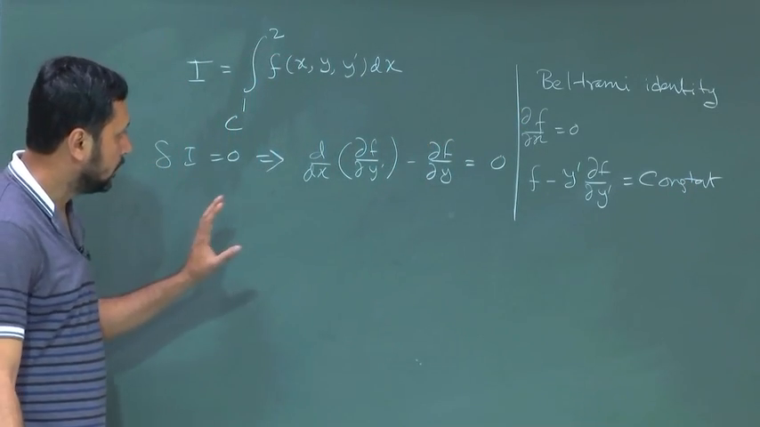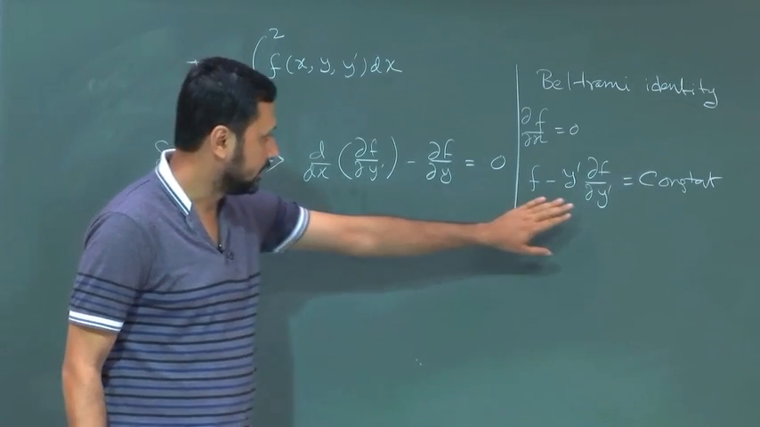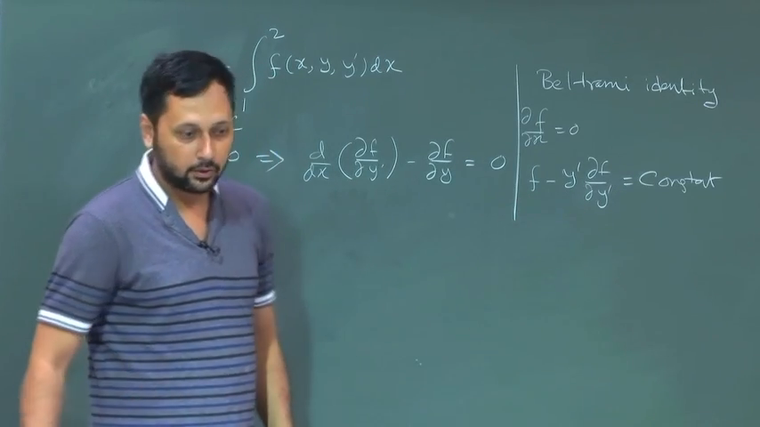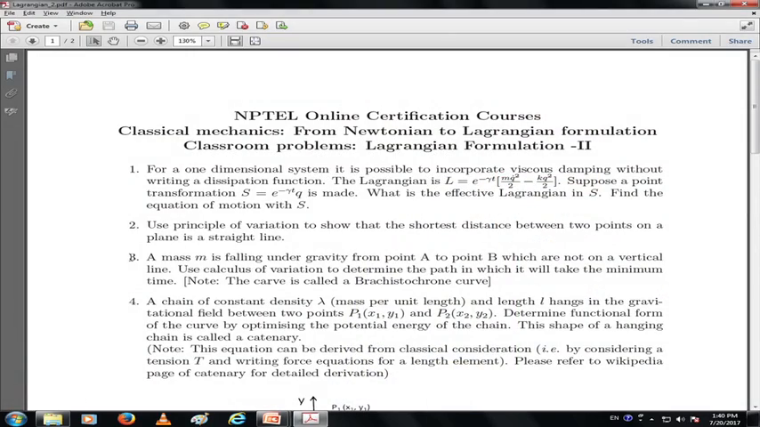Now, this one we have already used in certain cases. This one we will take up in the very next example. So, let us go back to the problem set. Problem number 3 says a mass m is falling under gravity from point A to point B, which are not on a vertical line. So, that means point B is not exactly below point A, but there is a horizontal shift. So, we have to use calculus of variation to determine the path in which it will take minimum time.